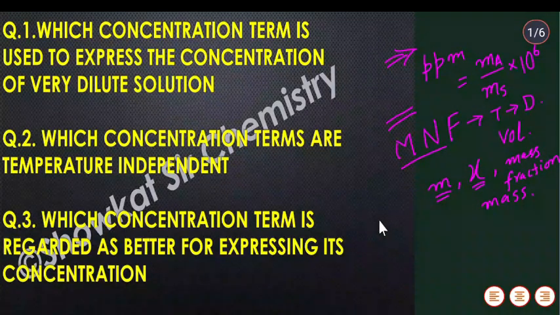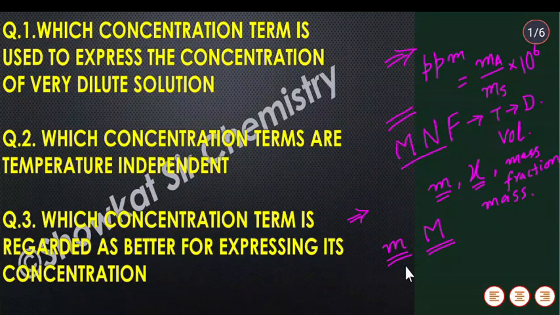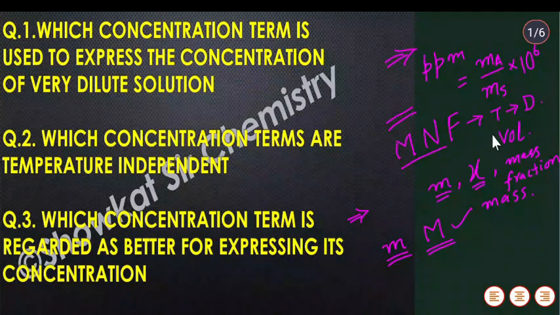Then we have the next question: which concentration term is regarded as better for expressing concentration? See, you will remember that those concentration terms which are temperature independent are better concentration terms. For example, if a question asks whether molality or molarity is the better concentration term, you will remember that molality is better as compared to molarity, because molality is temperature independent, so it will not change with change in temperature. That's why molality is regarded as a better concentration term than molarity. I hope you have got this.